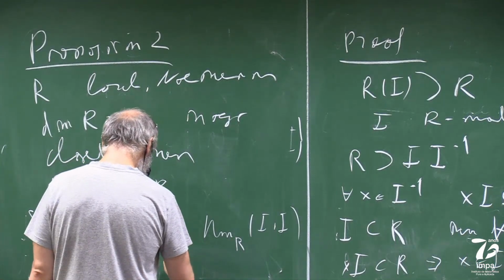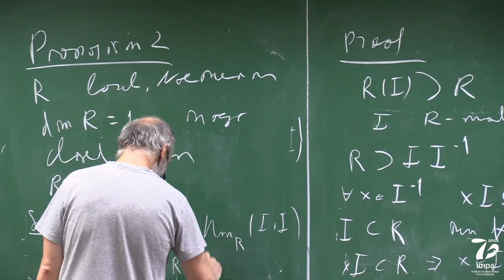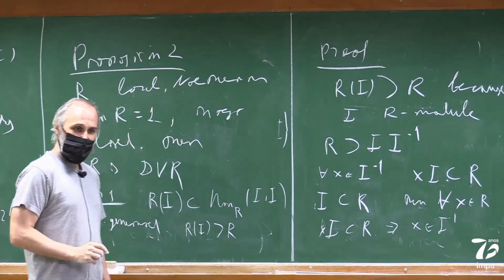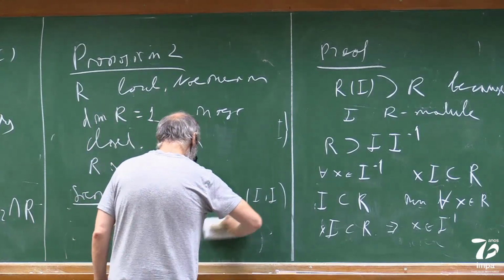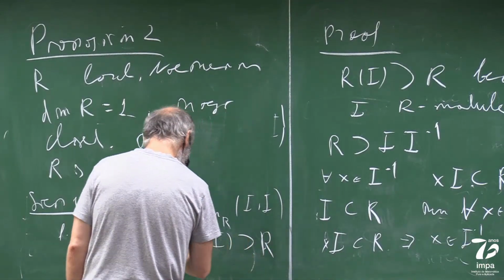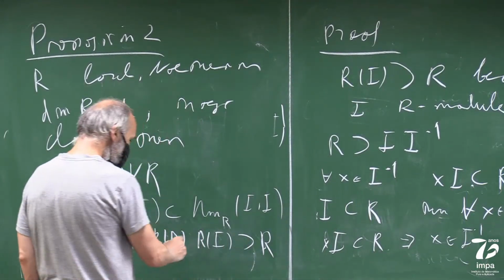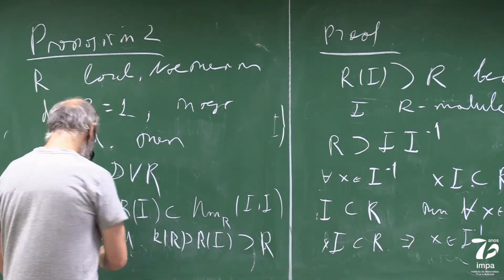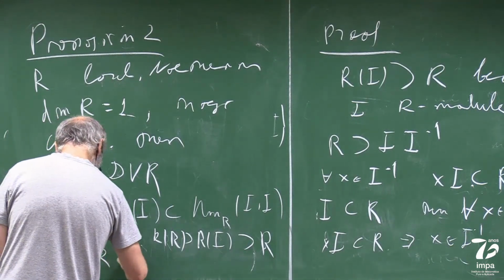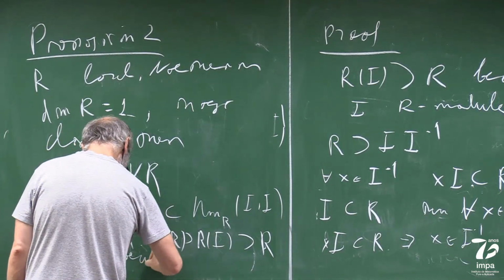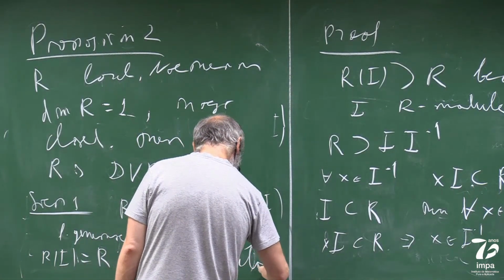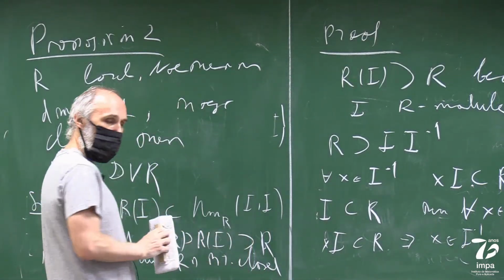And it also contains R of I. It sits in the fraction field, and it contains R. So R of I sits between R and K of R, and it's finitely generated, so it has to be equal: R of I is equal to R, because R is integrally closed. This is the only step where we use integral closedness.